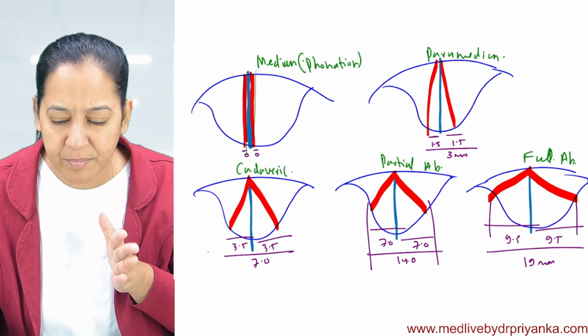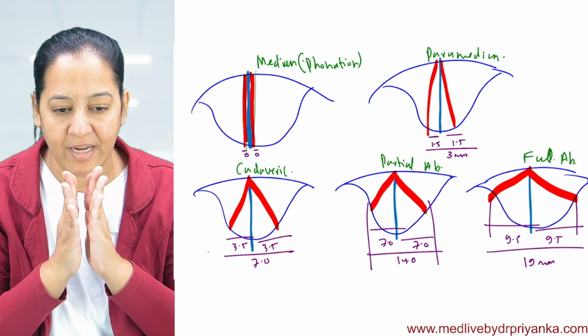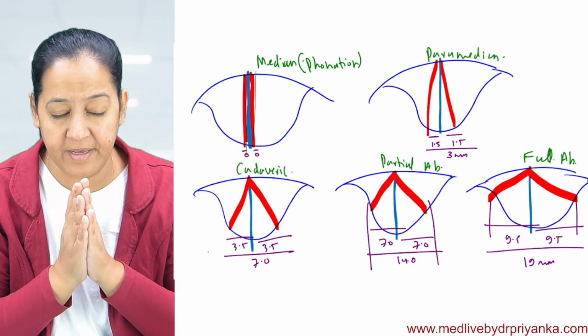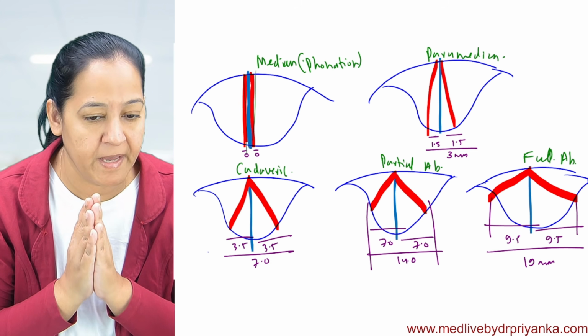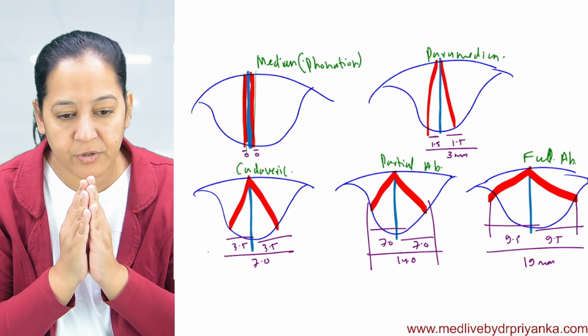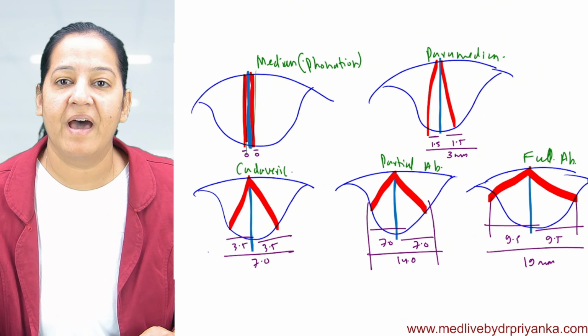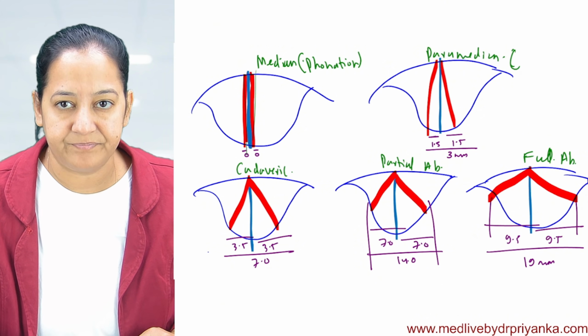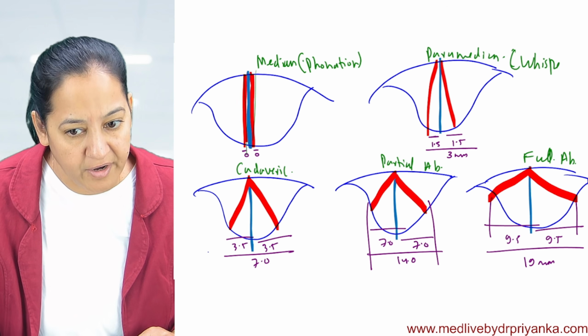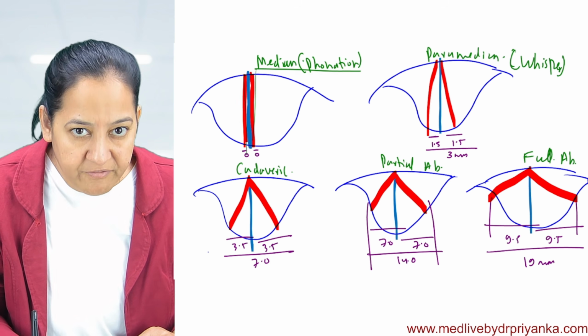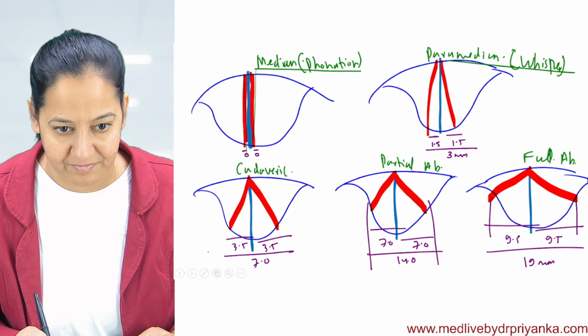Paramedian is required for whisper. But for whisper, there should be a small gap. If I am talking, the vocal cords should be like this and they vibrate. If I'm whispering, it should be like this, a little bit of gap so that I can whisper. So median is required for phonation, paramedian is required for whisper.